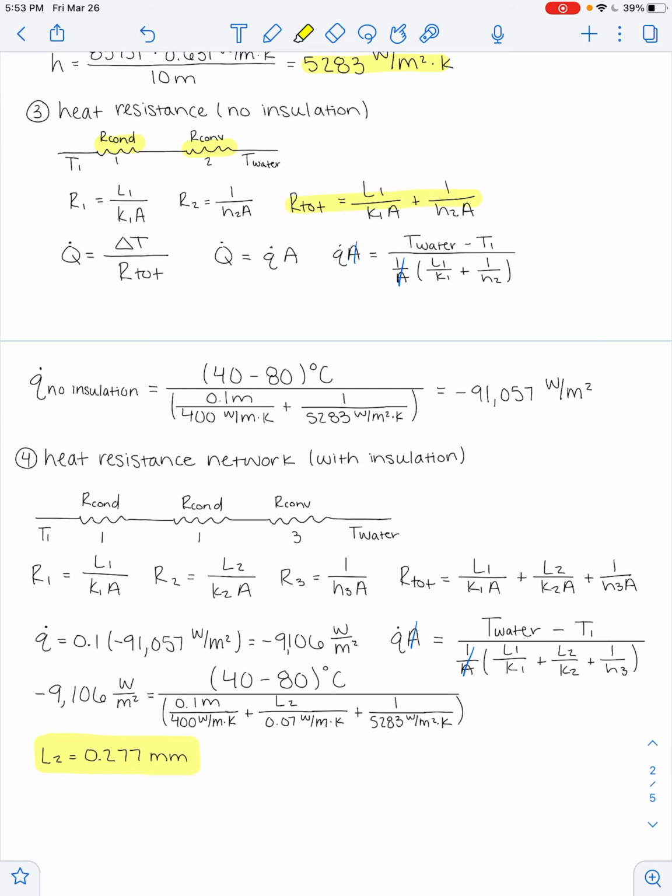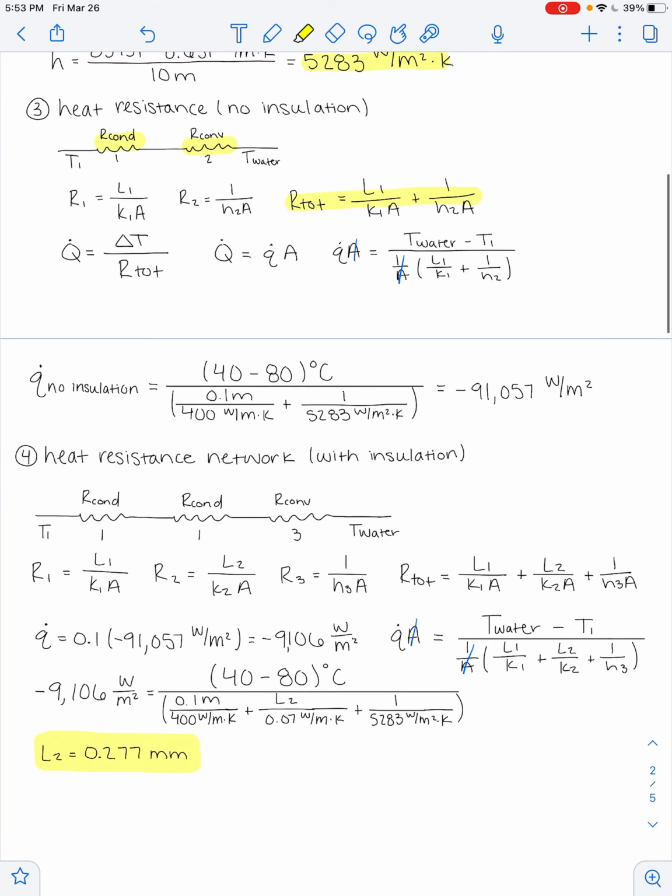and find the total resistance, which can then be used to find the total heat transfer by dividing delta T by R total. And then the Q for no insulation is determined to be negative 91,057.